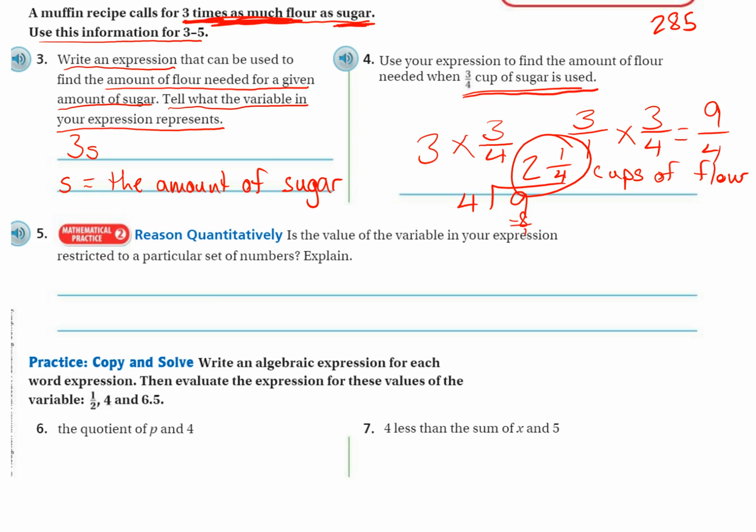All right, number 5. Is the value of the variable in your expression restricted to a particular set of numbers? Explain. So what it's saying is, what numbers could this be? Well, really, it could be almost any number, except since it's representing cups of sugar, can we have negative cups of sugar? Well, not in this case. So we would say, yes, it is restricted.